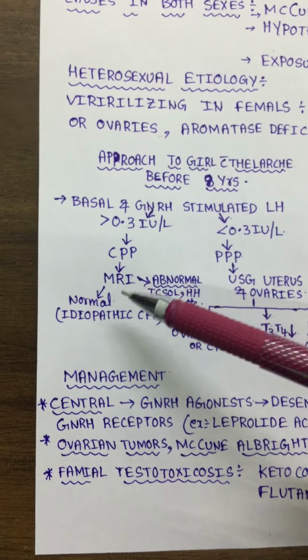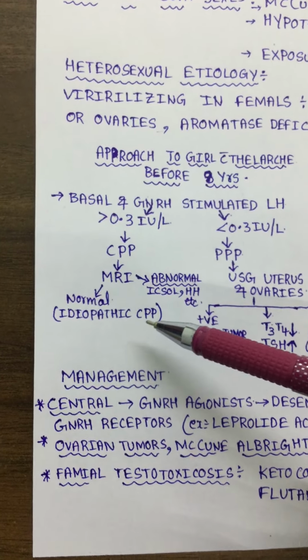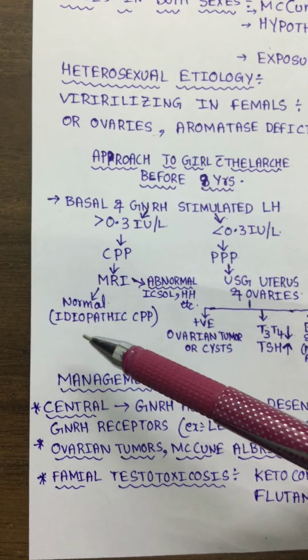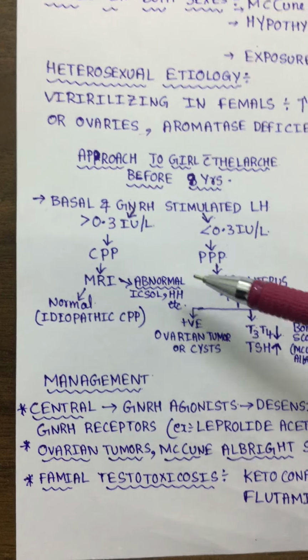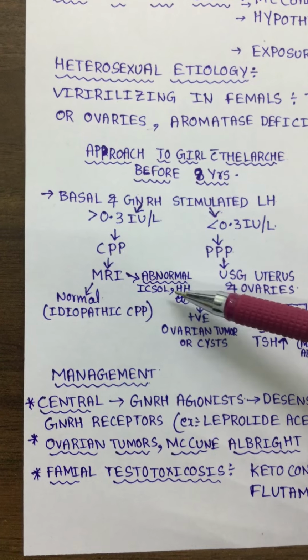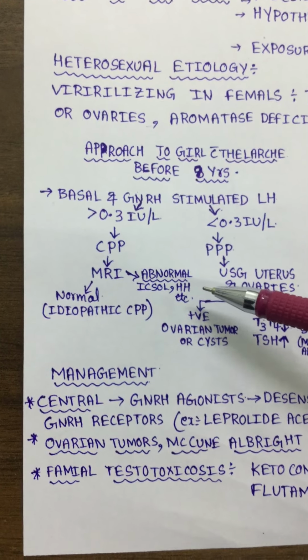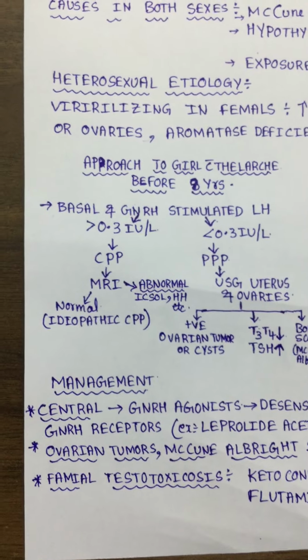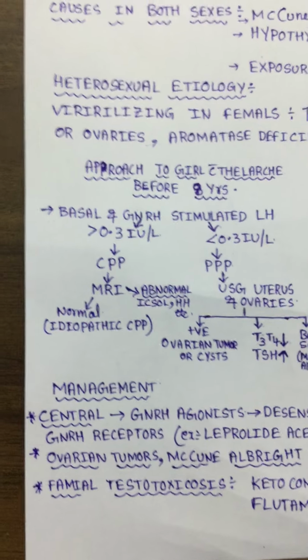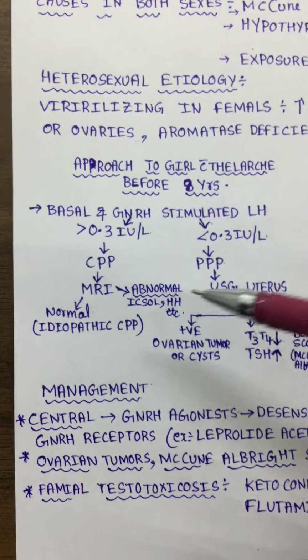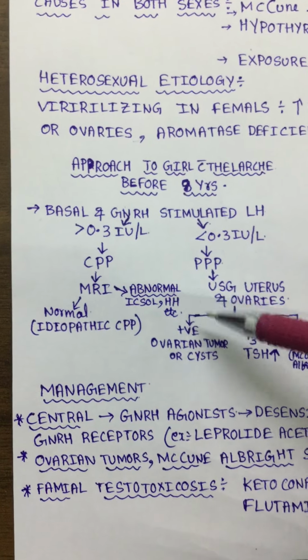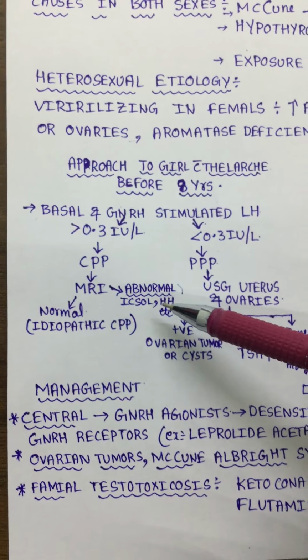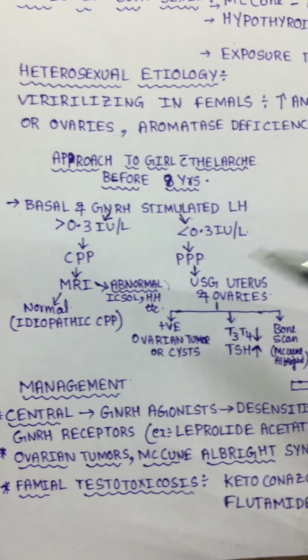If MRI is normal, it is idiopathic precocious puberty. I already discussed idiopathic central precocious puberty in the previous class. If MRI is abnormal, we can suspect intracranial space occupying lesion or hypothalamic hamartoma. Okay, hypothalamic hamartoma. So if MRI is abnormal, we can suspect ICSOL or hypothalamic hamartoma.